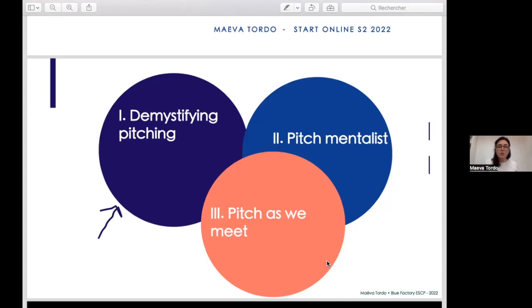But here, the first 2 parts are to help you have a 3-minute pitch. It's pretty short, but it's also pretty long. In 3 minutes, you can say a lot, but you need to say what is essential. So that's really the challenge.